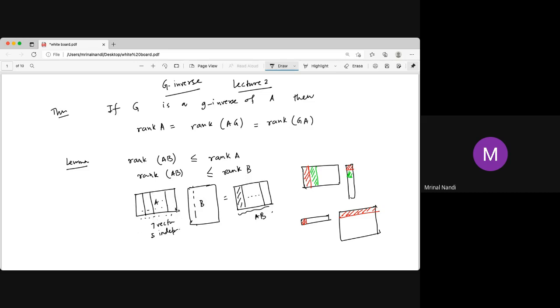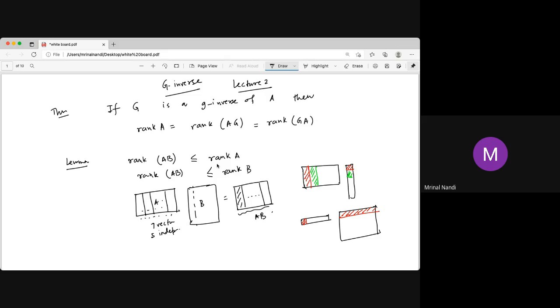So the rank of the matrix, column or row rank being the same, is 5. But the rank of AB cannot be greater than 5, because the column space of AB is actually a subspace of the column space of A. That means the rank of AB cannot be greater than the rank of A. And in a similar way, we can prove that the rank of AB cannot be greater than the rank of B.